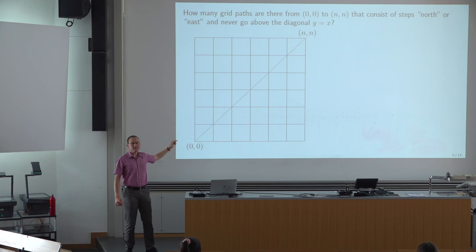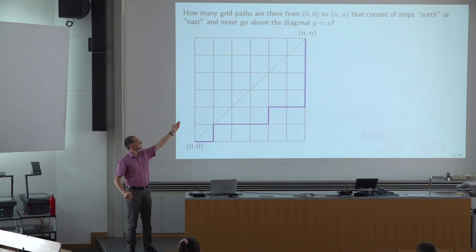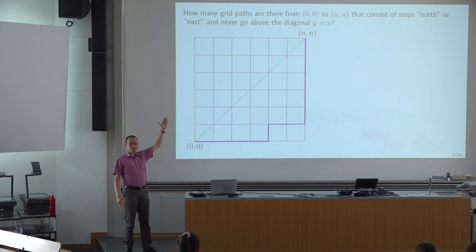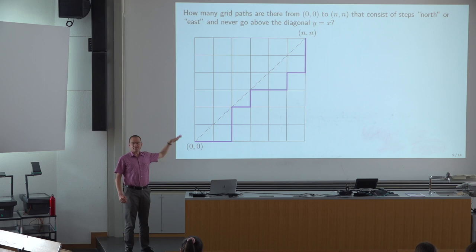For example, a path like that. It hits the diagonal here, never goes above the diagonal. Here is another path. Of course, it starts on the diagonal, ends on the diagonal, shouldn't go above. This is another example. It can hit the diagonal many times. I don't care, as long as it doesn't go above. How many such paths are there?